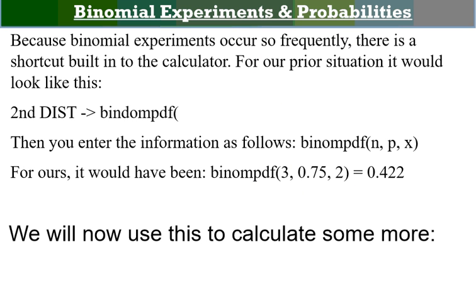Because binomial experiments occur so frequently, there is a built-in shortcut in the calculator for a prior situation, and it works like this. You have to go to second and then choose distribution. Then you enter the information in the following order. You type in trials, probability of any trial being successful, and then the number of successes that you had. So for ours, it'd be binom PDF, binom standing for binomial. PDF, you don't really need to know, but in case you want to, it stands for probability density function. It's a function because I give it conditions and it outputs for me the probability.